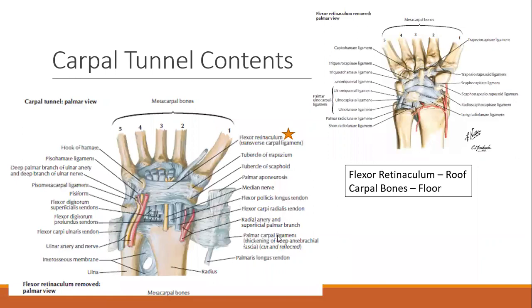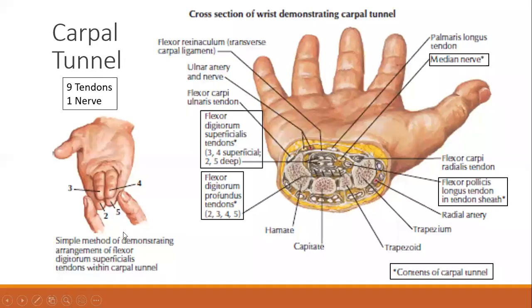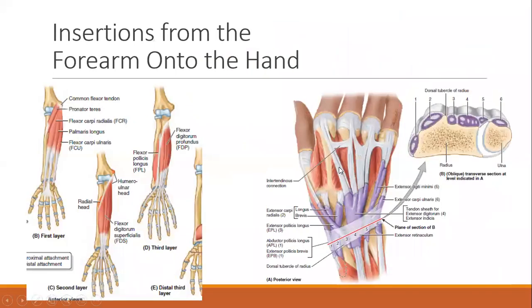We already talked about the carpal tunnel. And just remember, 9 tendons, 1 nerve. You got to know this setup.